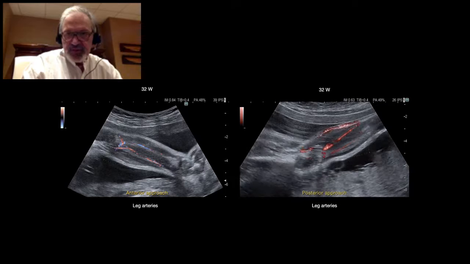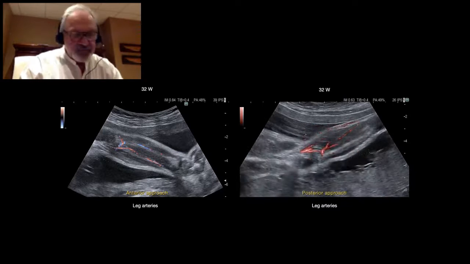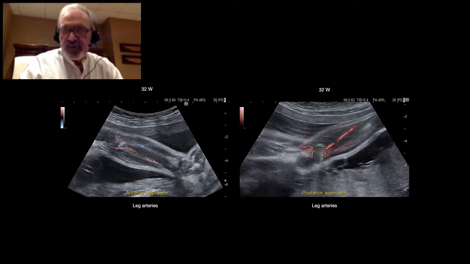And with posterior approach, you can see we have very good resolution for these very small vessels.